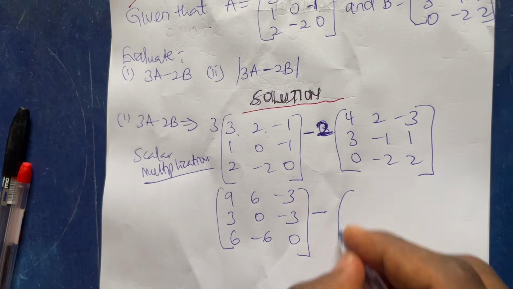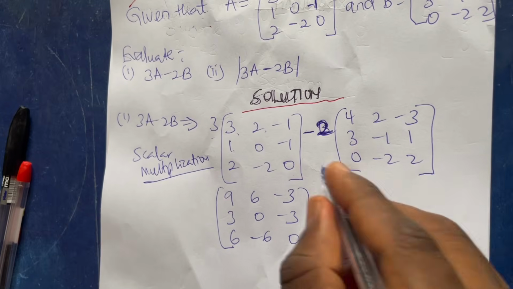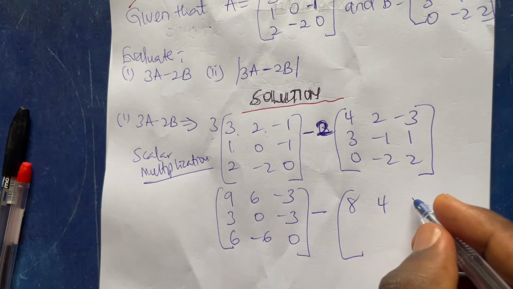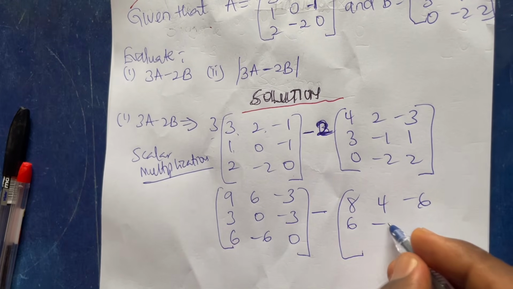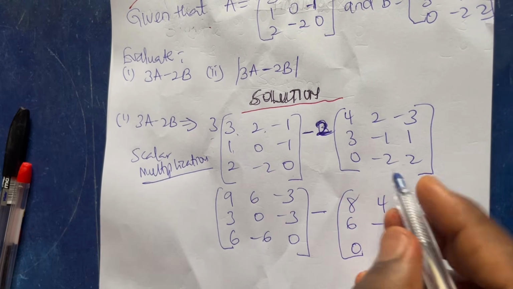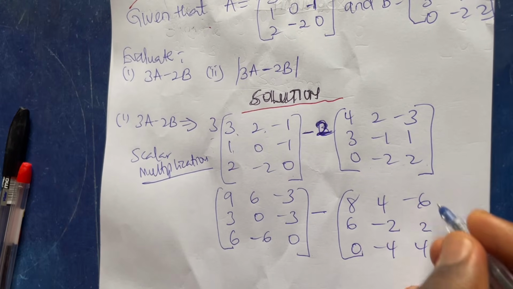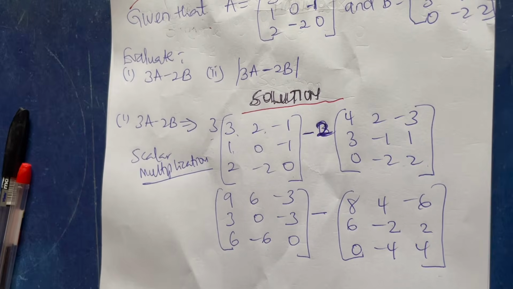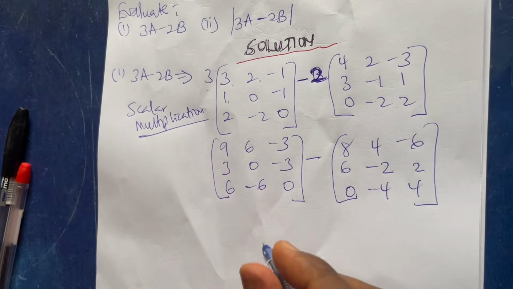So minus, and this one is 2 times 4 is 8, 2 times 2 is 4, 2 times minus 3 is minus 6, 2 times 3 is 6, 2 times minus 1 is minus 2, 2 times 1 is 2, 2 times 0 is 0, 2 times minus 2 is minus 4, and 2 times 2 is 4. After having this, what are we going to do? We are going to subtract. What I've done here is a scalar multiplication.